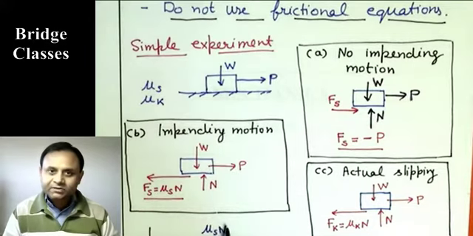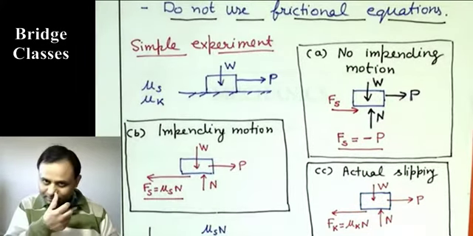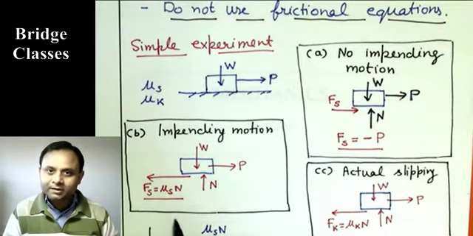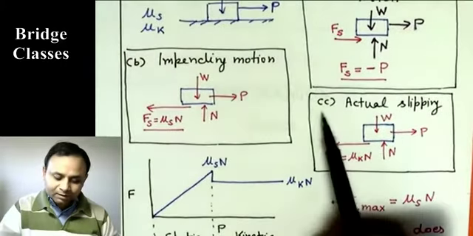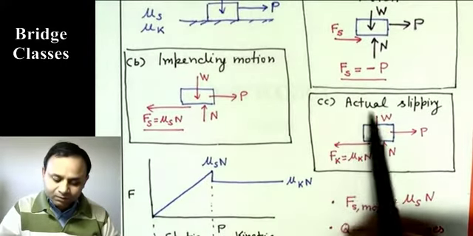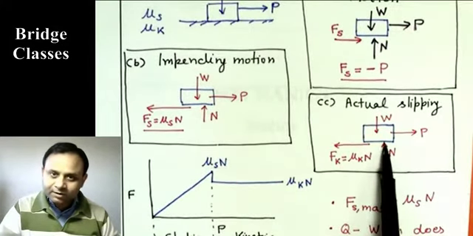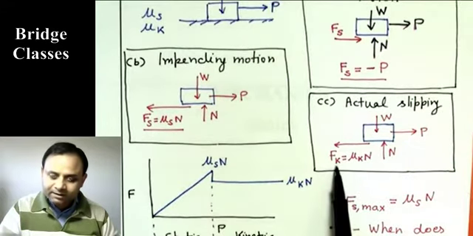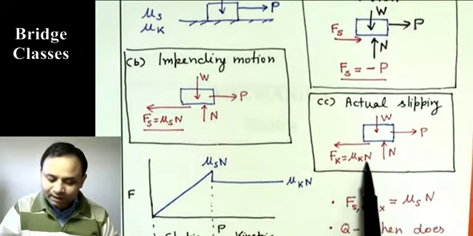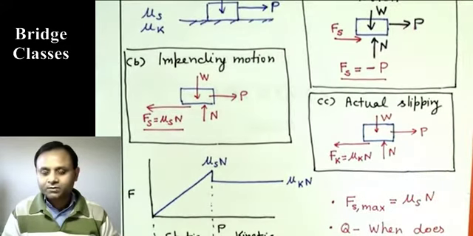As P is increased further, now the frictional force will not be sufficient to keep the body at rest, and the body is going to start moving, so we will get kinetic friction, so it will actually slip. So the third case is, as P is increased further, you get actual slipping. So its weight is acting downwards, normal reaction N, applied force P, and now friction, this is kinetic friction given by mu k N, and its direction will be opposite to the direction of the motion.